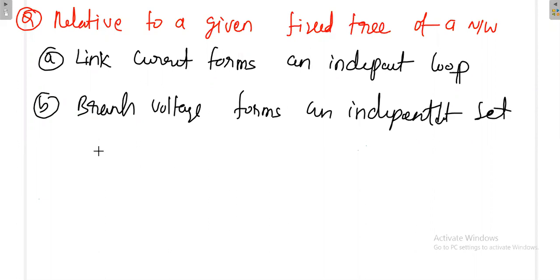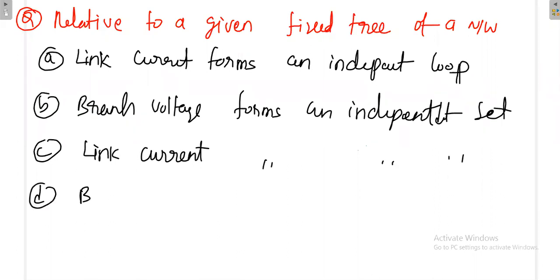Again, link current forms an independent set. Branch voltage forms an independent set.